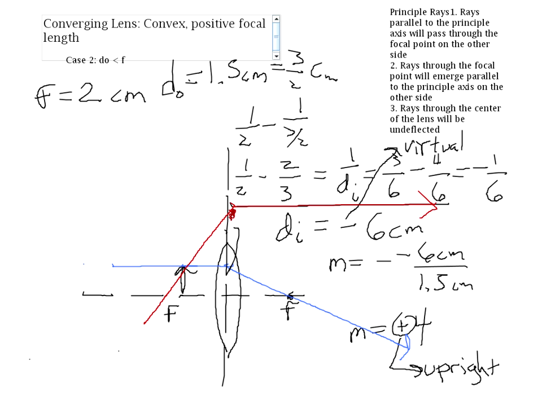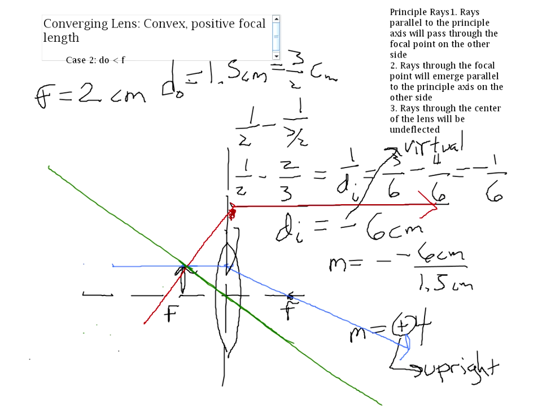And then finally, the third principal ray is a ray through the center of the lens, which will be undeflected. So put part of your straight edge at the top of your object, the other part of it through the exact center of the lens. There we go.